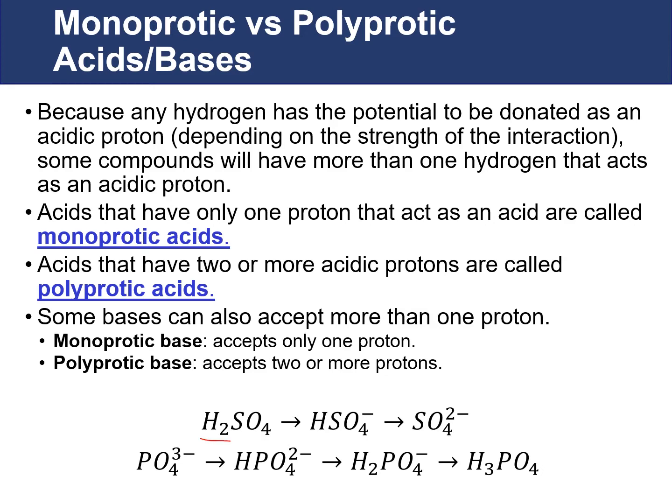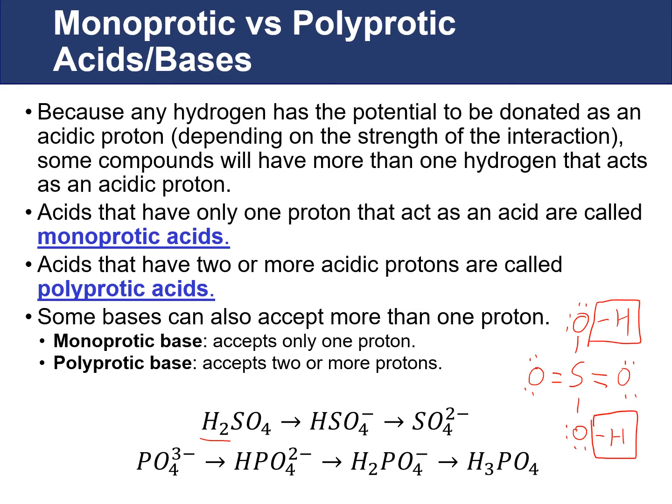So the Lewis dot structure is a sulfur in the middle bound to oxygens, and 2 of those have acidic protons attached to them. Because the hydrogen here is attached to an oxygen, these are weak bonds. That one's a fairly weak bond, and this one is also a fairly weak bond. So H2SO4 has the ability to donate 2 acidic protons.